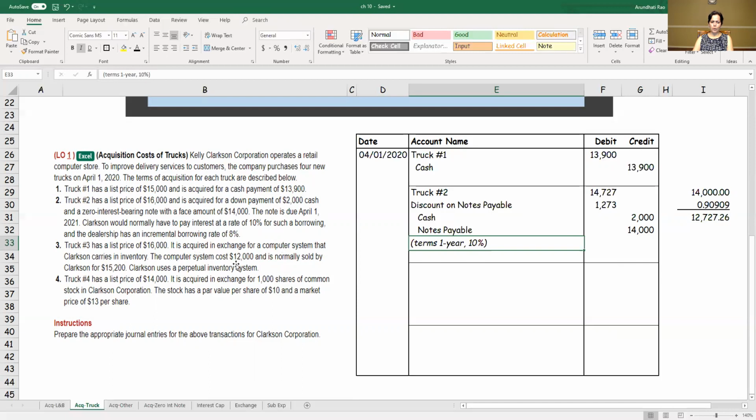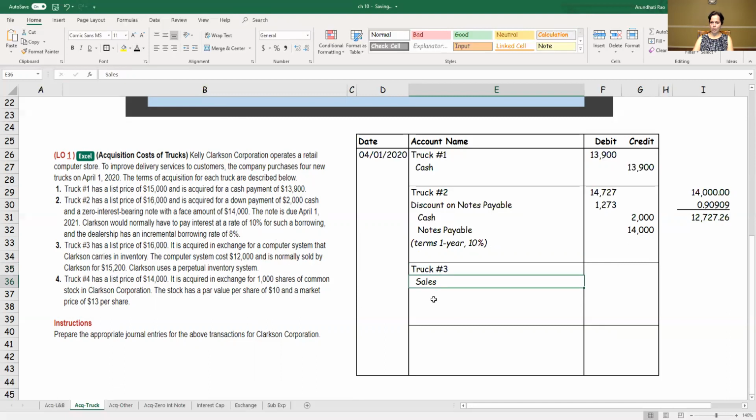The computer system costs $12,000 and is normally sold for $15,200. So in this case, what we're looking at is I made a sale. Instead of getting cash, I got a truck. So my journal entry, I'm going to have truck debit, I'm going to credit sales. So instead of cash debit, sales credit, I'm going to have truck debit, sales credit.